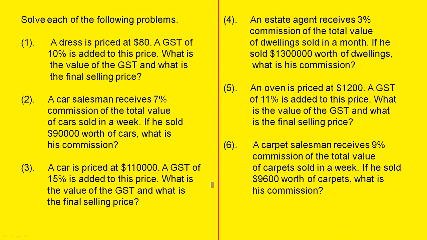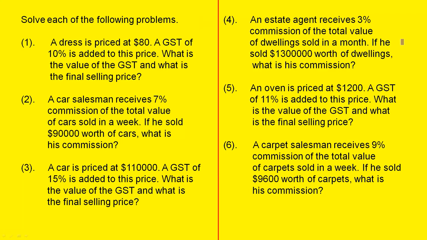A car is priced at $110,000. A GST of 15% is added to this price. What is the value of the GST and what is the final selling price? An estate agent receives 3% commission of the total value of dwellings sold in a month. If he sold $1,300,000 worth of dwellings, what is his commission?